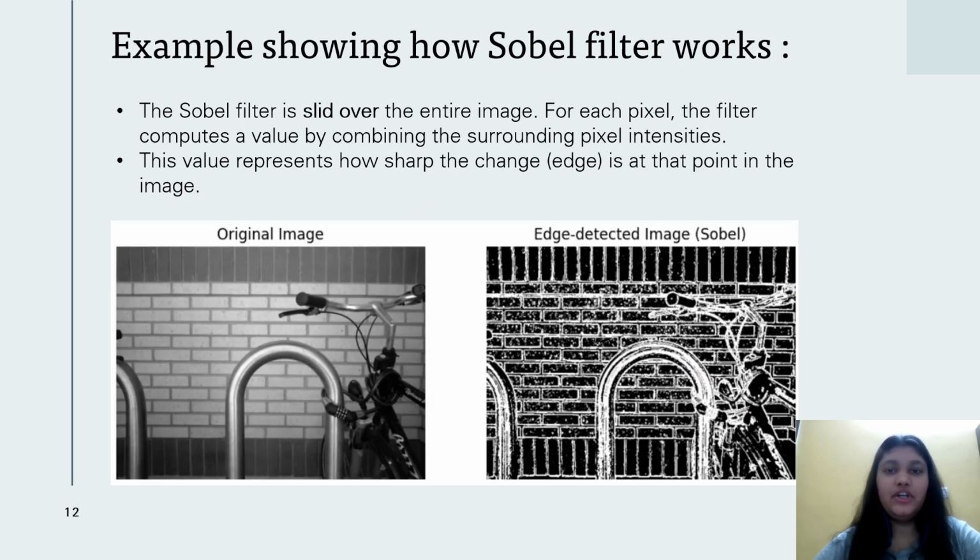This is an example showing how the Sobel filter actually works. A Sobel filter is slid over the entire image, and for each pixel, the filter computes a value by combining the surrounding pixel intensities. This value represents how sharp the change is at that point in the image, thus detecting the edge.